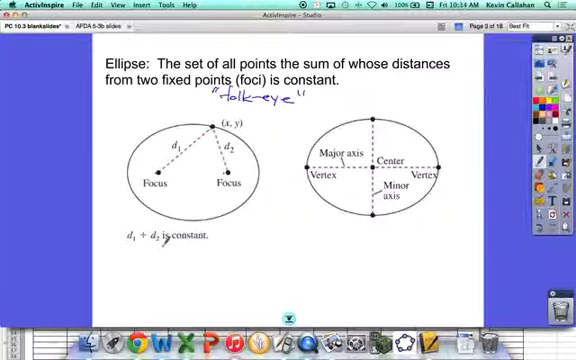Okay, an ellipse will be longer in one direction than the other, right? We don't have an ellipse that's the same, because what would it be if it was the same? It would be a circle, right? So an ellipse has to be longer in one direction than the other. And the direction that it's longer in is called the major axis. Right? The shorter direction is called the minor axis.